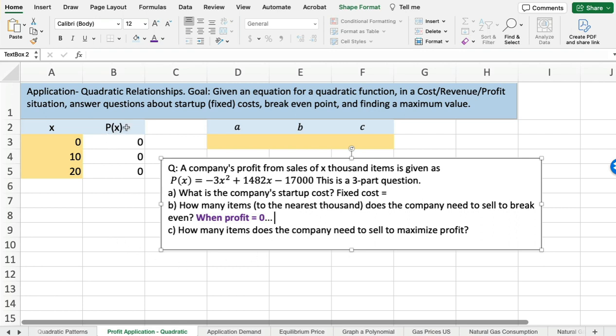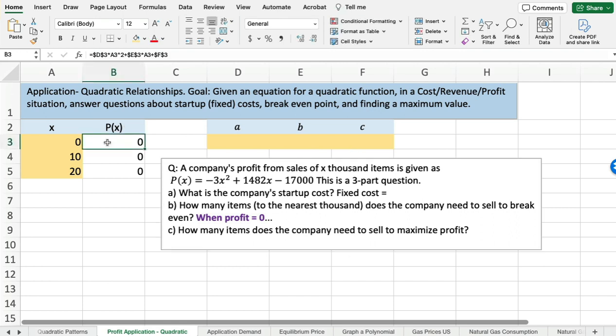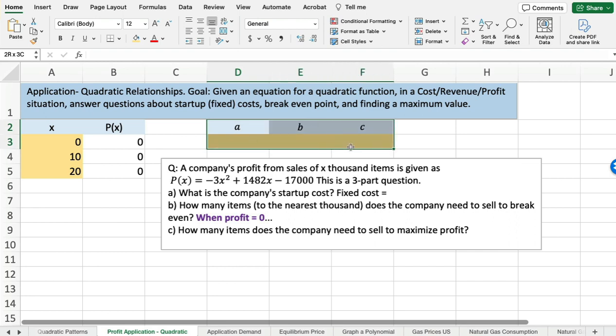So in order to set up my spreadsheet, I'm also using a calculation here for the profit that's based on a quadratic function. And quadratic functions have a value of A, a value of B, and a value of C. That's going to be in columns D, E, and F. So those are going to be copied from our formula that's given to us. That way, I can use this again if the function changes and those constants change. I can update the spreadsheet and still answer the questions.